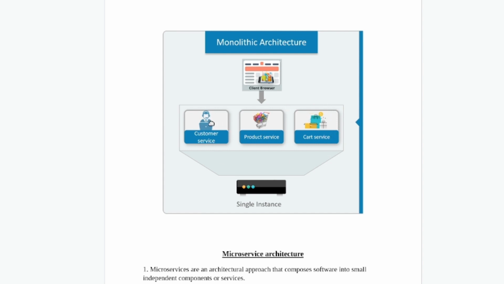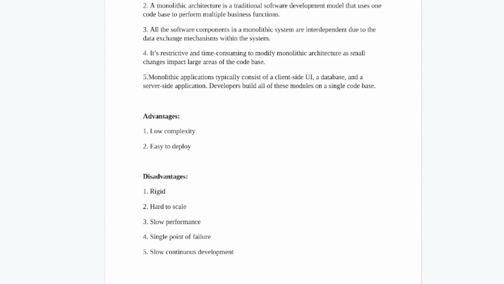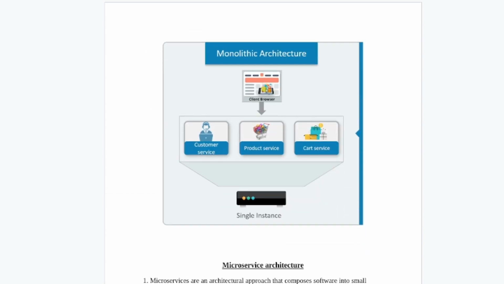If there is an error in one of these functionalities, for example customer service, it will affect the entire application. The entire application will be down if there is an error here. All these functionalities are interdependent. It is restrictive and time consuming to modify a monolithic architecture, as small changes impact large areas of the code base. Just like I have explained, even a small change will affect the entire application, so it is time consuming.